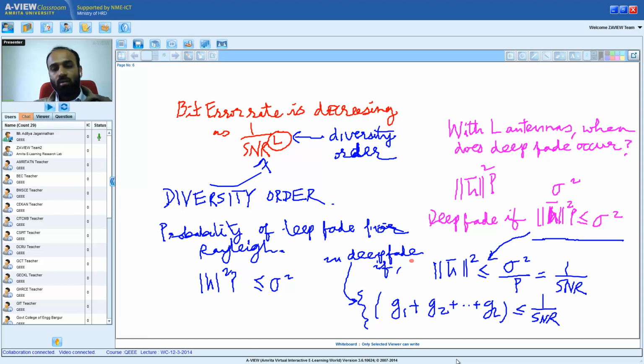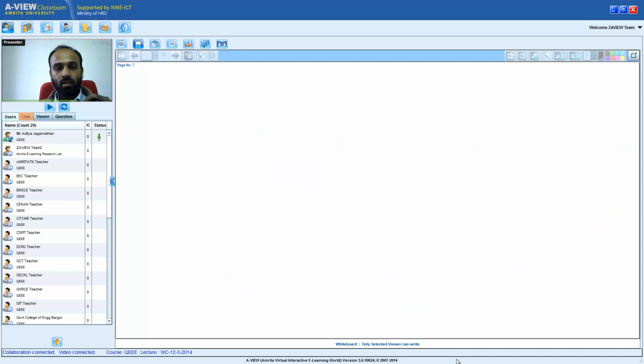The system is in a deep fade if G1 plus G2 plus so on up to GL is less than or equal to 1 over SNR. Alright, so the system is in a deep fade if G1 plus G2 plus so on up to GL is less than or equal to 1 over SNR. Alright, so that means that basically, now let's look at this.